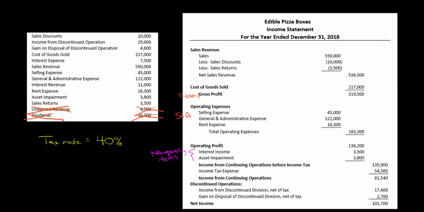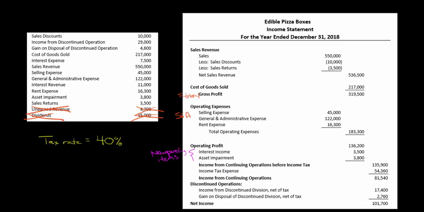Now, the reason we call it income from continuing operations is because we have a discontinued operation. There is a segment of our business that we decided to sell off. And because we're selling that off, we're going to have a separate section of discontinued operations. But we'll get to that in a minute. We've got our income from continuing operations before income tax. Then we need to know our tax rate.